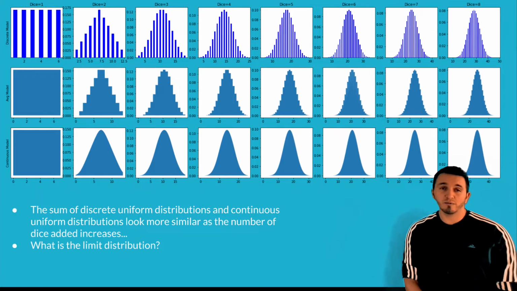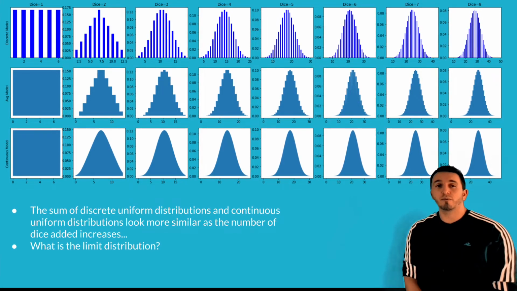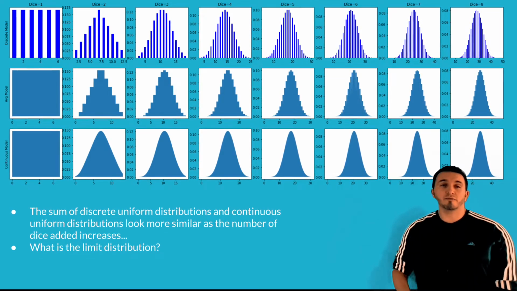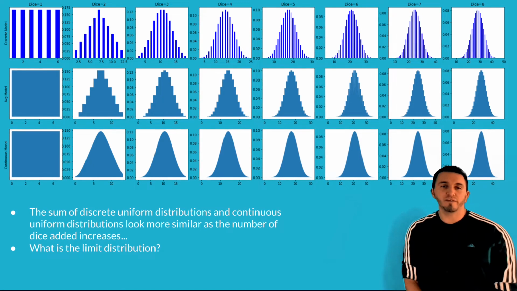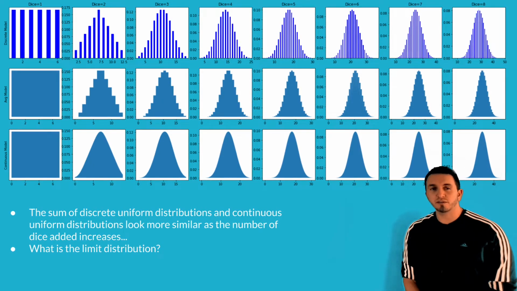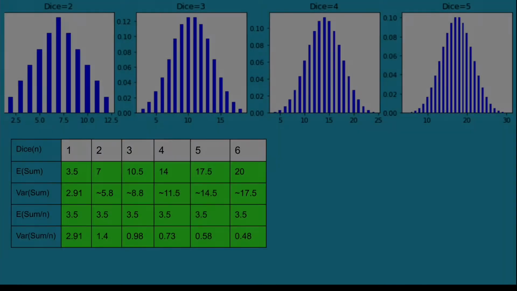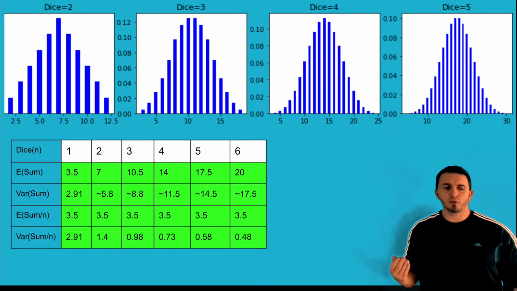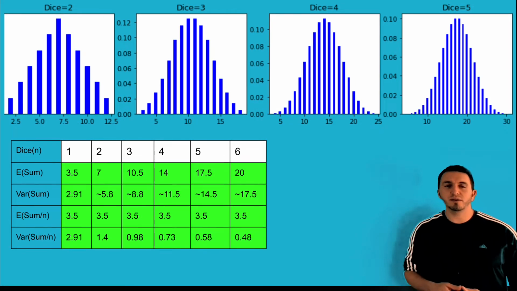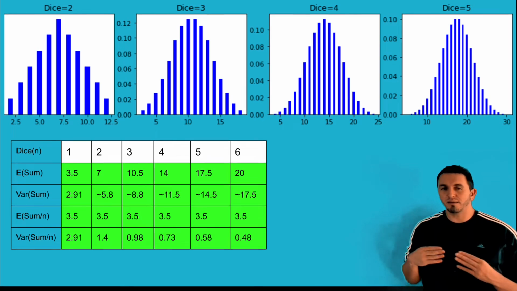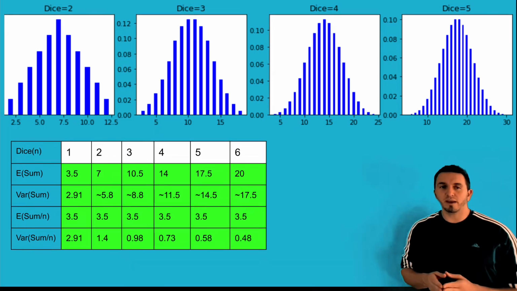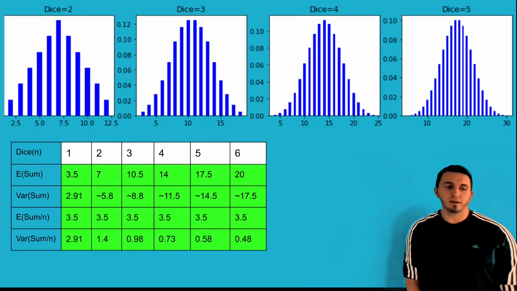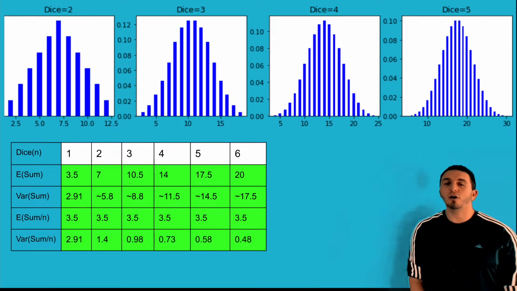What you're seeing here, hopefully, is that the continuous uniform random variable and the discrete uniform random variable, when you add them up and take the random variable to equal the sum of those values, look like the same distribution as you add more dice. The distributions are changing, because as we add more and more dice, the expectation goes up. Instead of calculating the limit distribution for the sum of n dice, we're going to take the sum of n dice and divide by n. So the expectation of the sum over n is always 3.5.